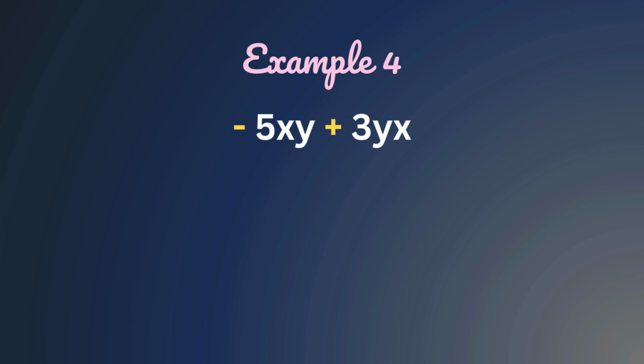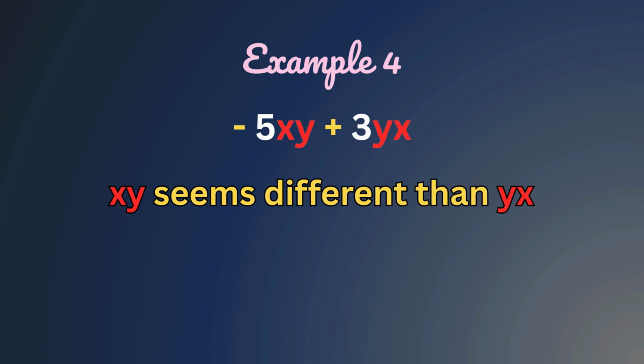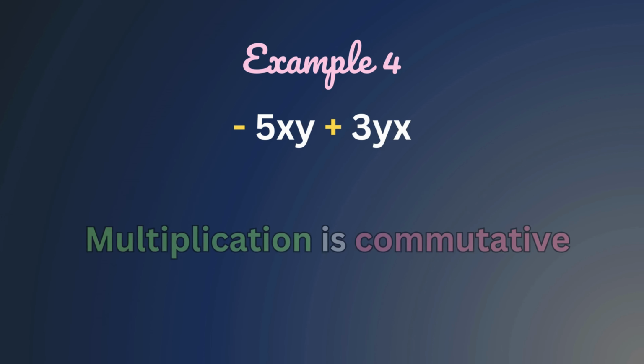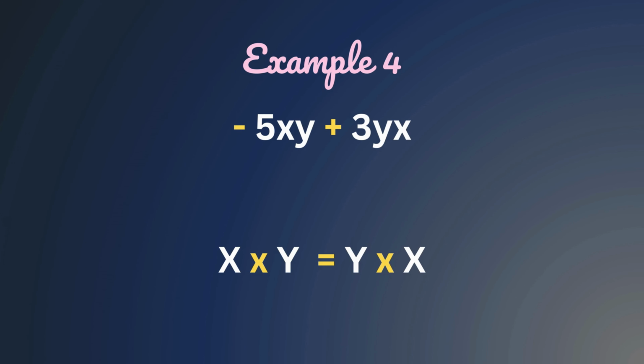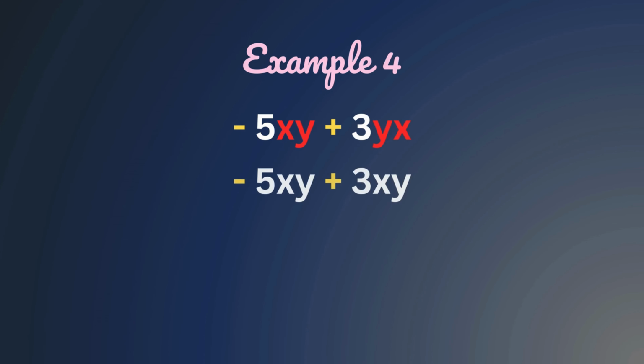Next, we have negative 5xy plus 3yx. At first glance, you might think that the variable parts of these terms are different. After all, xy seems different than yx. But we know that multiplication is commutative, which means order doesn't matter when multiplying two entities. This means x multiplied by y is the same as y multiplied by x, or xy is the same as yx. After rearranging, they look identical too, with the same exponents, which is 1 in this case.